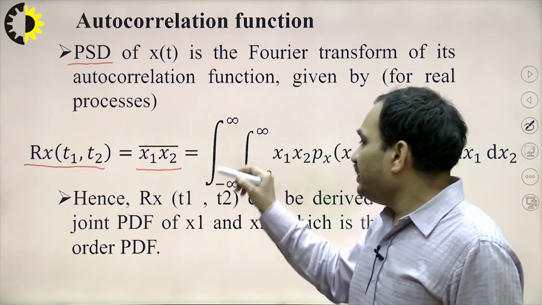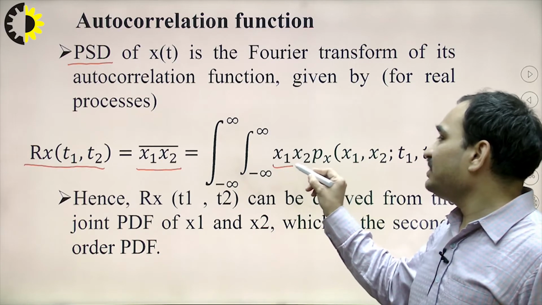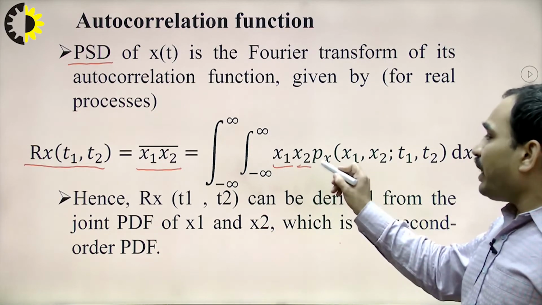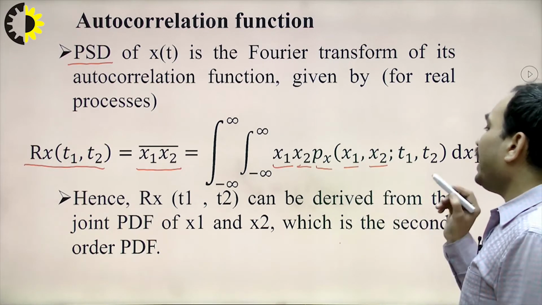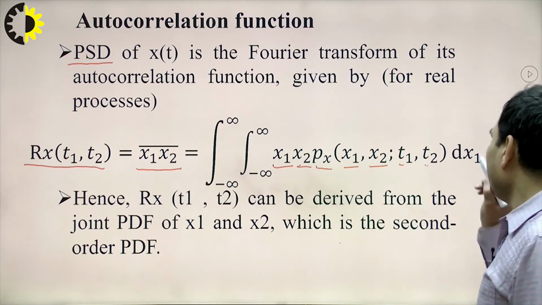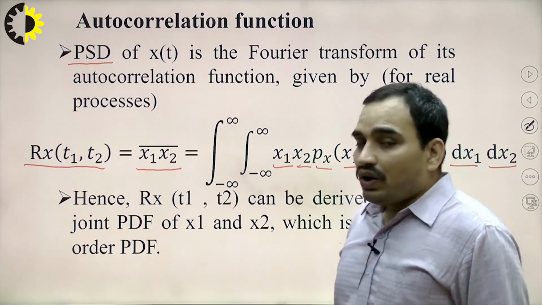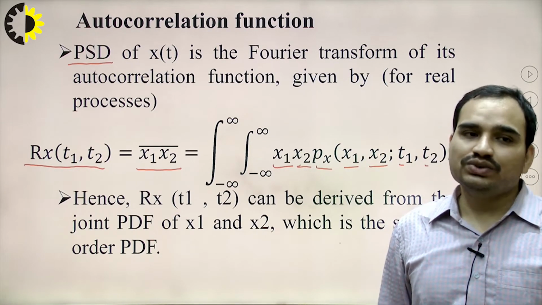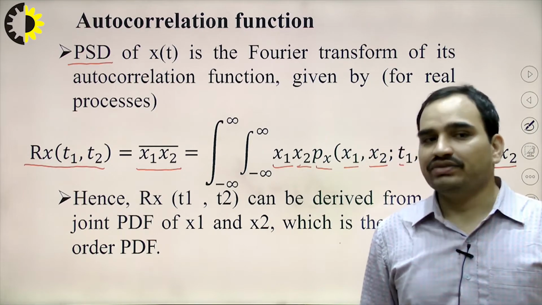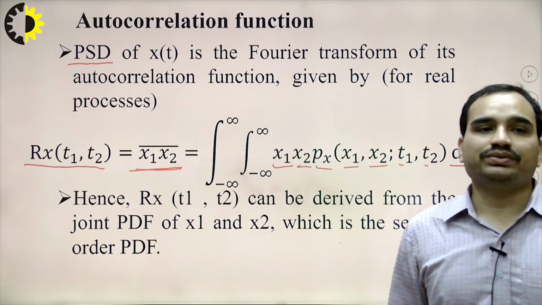That is the integration from minus infinity to infinity for the two variables x1 and x2, which are random variables, and the probability density function p of x is a function of x1 and x2 at two different time instants t1 and t2, with differentials dx1 and dx2 respectively. Hence the autocorrelation function R(t1, t2) can be derived from the joint PDF of x1 and x2, which is the second order PDF. We call it the second order PDF because it is a function of two variables.